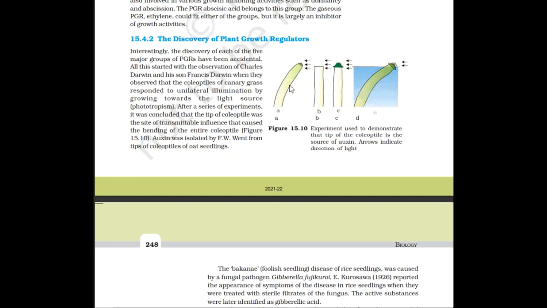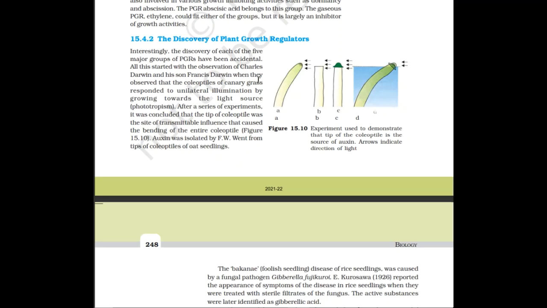The discovery of plant growth regulators. Interestingly, the discovery of each of the 5 major groups of plant growth regulators has been accidental. This started with the observation of Charles Darwin and his son Francis Darwin, when they observed that the coleoptiles of canary grass responded to unilateral illumination by growing towards the light source, phototropism. After a series of experiments, it was concluded that the tip of the coleoptile was the site of transmissible influence that caused the bending of the entire coleoptile.